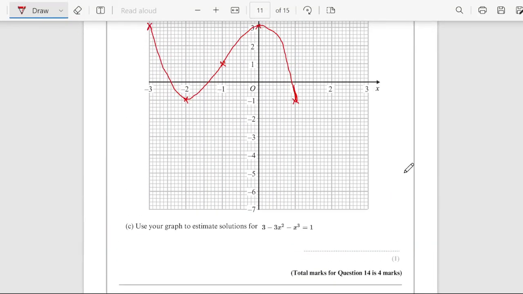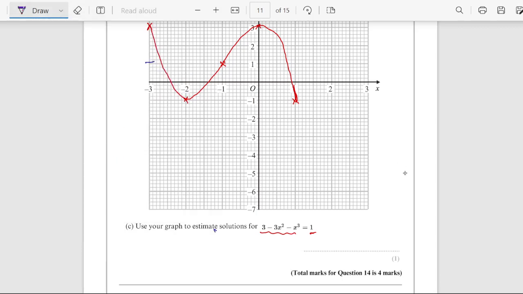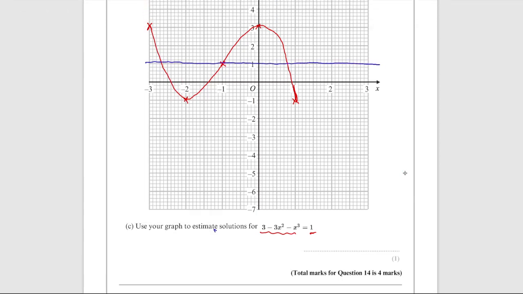And then the final part: use your graph to estimate the values where the equation is equal to 1. To help me out with that, I'm going to draw a line at 1, because in effect that's that value there. And then I'm actually going to have 3 values here, which is quite normal for a quadratic. So I'll start off, I'm going to say that x is going to be equal to, and I tend to put them in order, smallest first. So I'm looking at roughly minus 2.7.